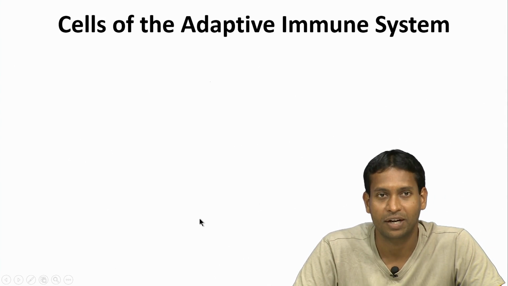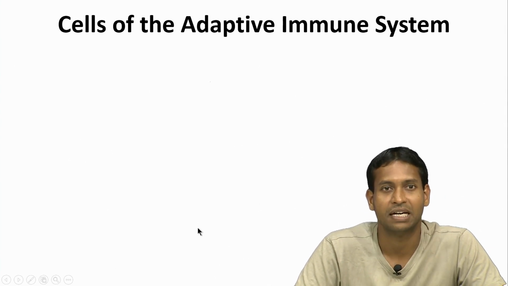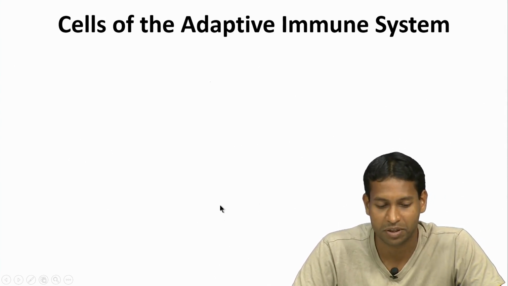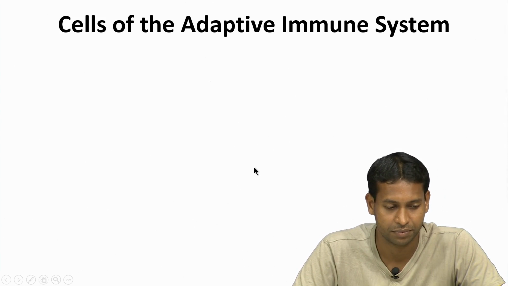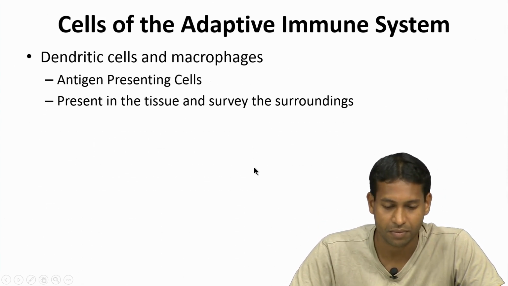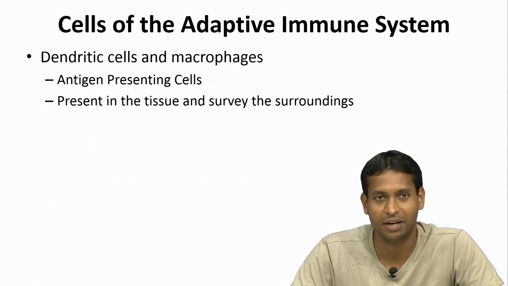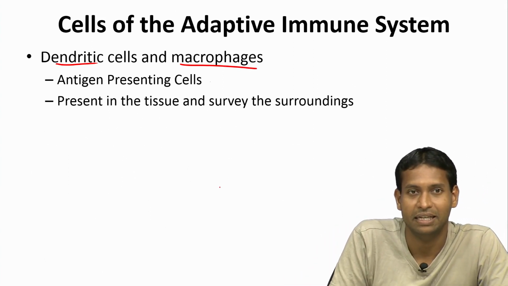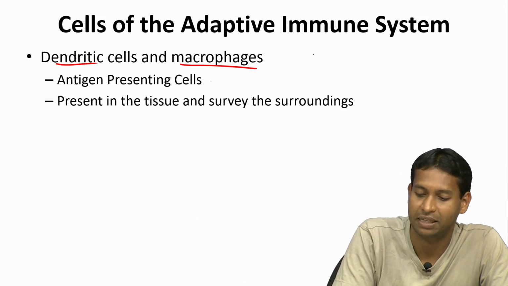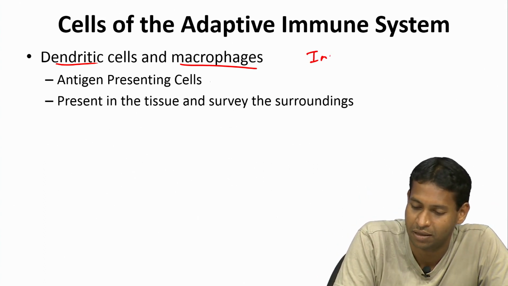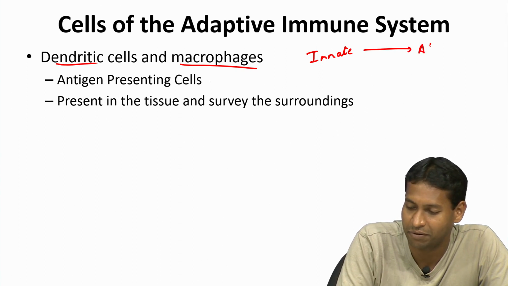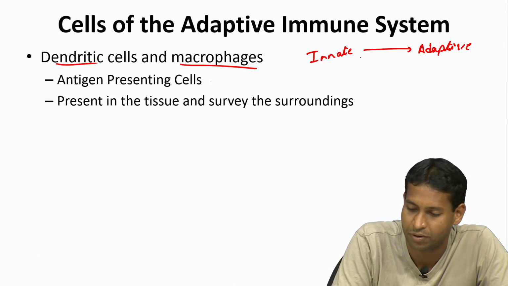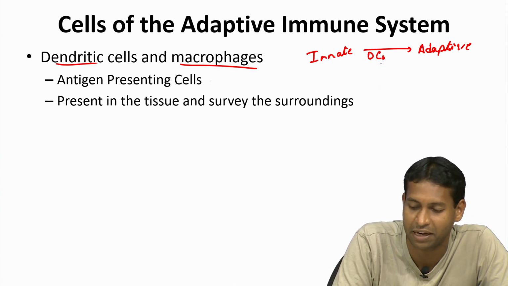Before we go to the adaptive immune response, let us talk about what the different cell types are that are present in the adaptive immune response. By far the most you will hear about is dendritic cells and macrophages. You have already heard about them. These act as a sort of link between the innate and the adaptive, through these DCs and macrophages.